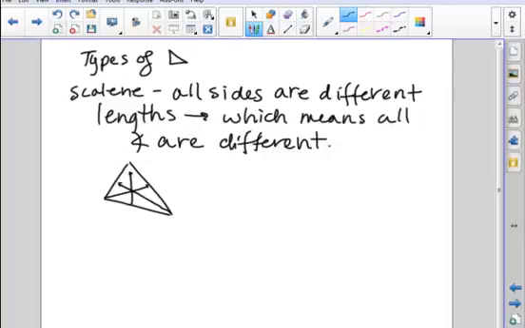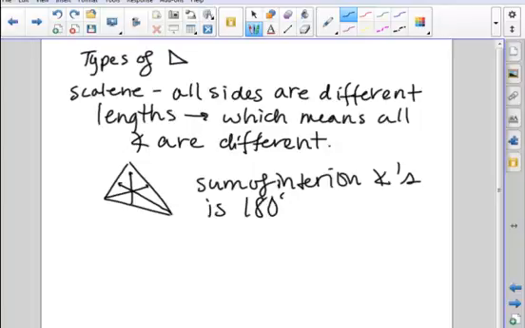Okay? And the other thing that's really important about triangles, we talked about the sum of the interior angles is equal to 180. That's true of all triangles. That's not just of scaling, and it's true of all triangles too, that the opposite side is proportional in relationship to the angle itself. All right, so that's scaling.